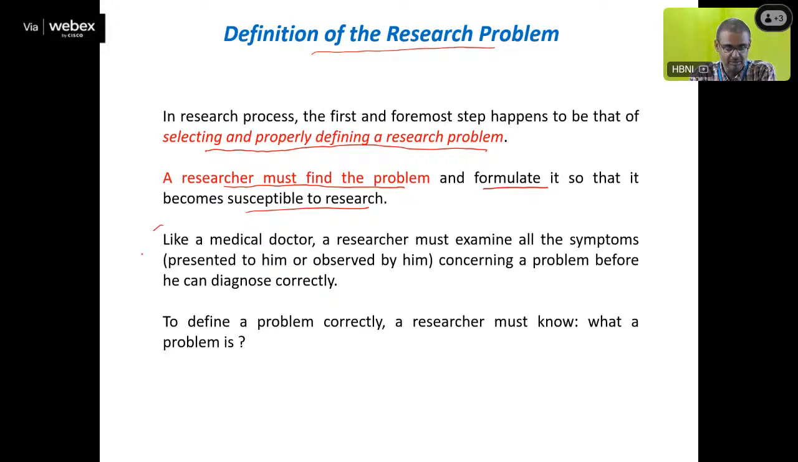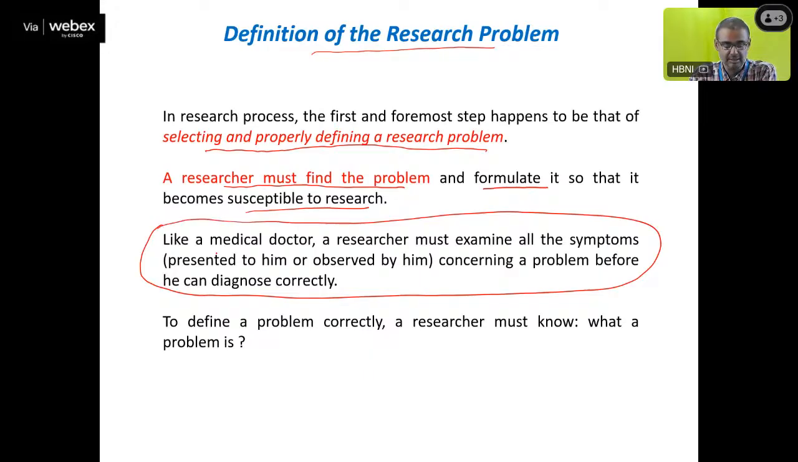How does the analogy look? Here we have an analogy. This is something like a medical doctor. Imagine that you are a doctor. A researcher must examine all the symptoms presented to him or observed by him concerning a problem before he can diagnose it. So during problem selection, you behave like a doctor and you examine all the symptoms that your problem is related to, and then only you can do proper research or diagnose it.